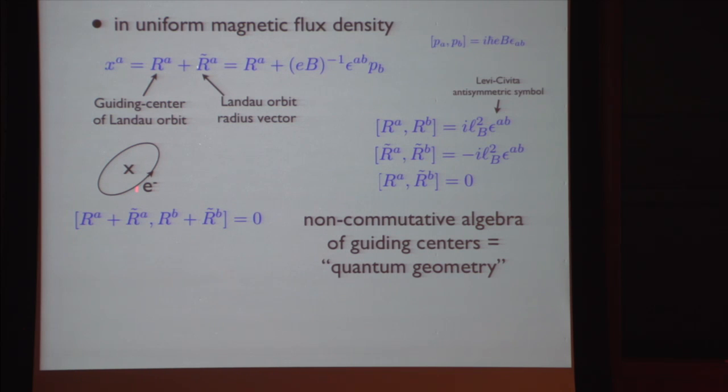So when I add the two together to reconstruct the classical coordinate of the electron, that's the truly local one, then that, of course, commutes with itself as classical locality demands. But individually, these things basically obey quantum geometry. Okay.